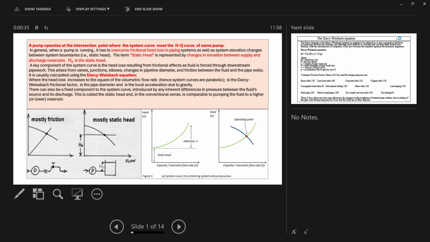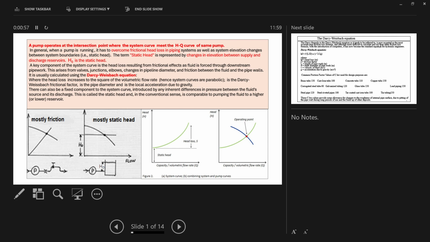Today we are going to discuss a very important topic. This is called the system resistance curve. A pump operates at the intersection point where the system resistance curve meets the head versus Q curve, the performance curve of the same pump.